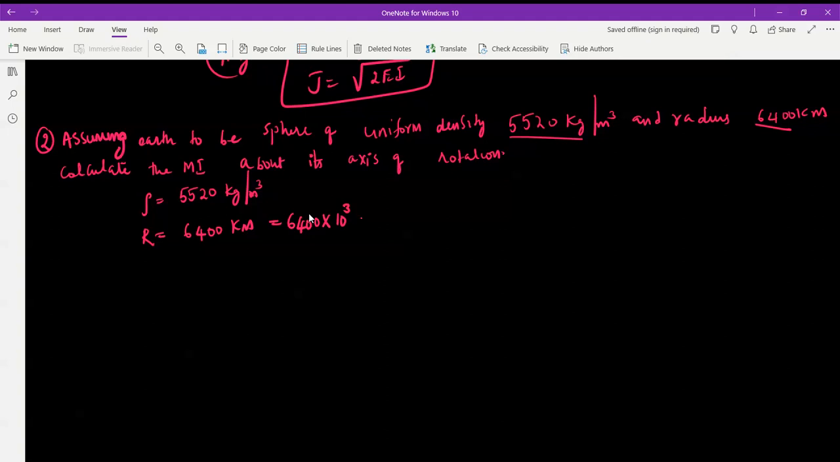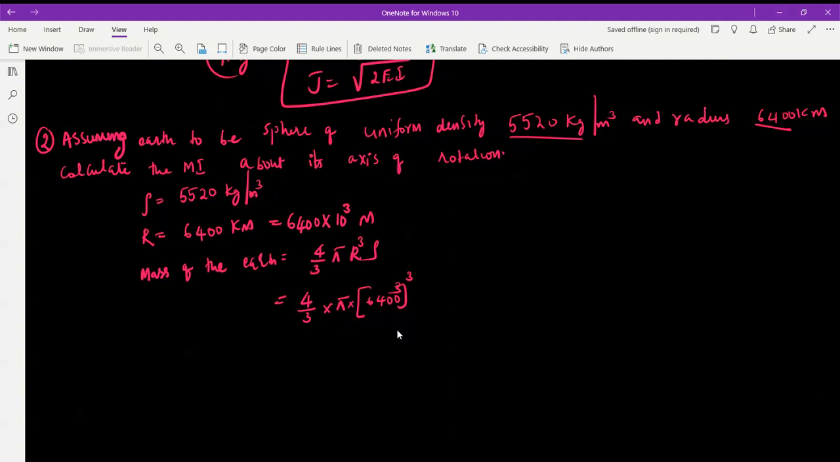So 6400 into 10 to the power of 3 meter. So now we know the density, so let's calculate the mass of the earth first, then we can calculate the moment of inertia. So mass of the earth is equal to 4 by 3 pi r cube into rho. Mass of the earth is equal to, so now 4 by 3 into pi into r cube, that is, 6400 whole cube into 10 to the power of 3.